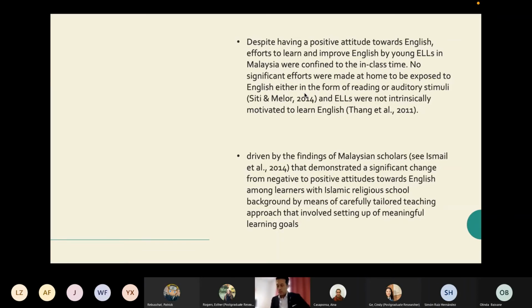Yes, this is why I said it's different from previous or existing studies on language attitude in Malaysia, because scholars have found that students, even though they admit to having positive attitude towards the English language, no significant efforts were made at home to be exposed to English. But the thing is, they used an instrument that was general in nature. There was no separate distinction between affective, cognitive, and also behavioral.